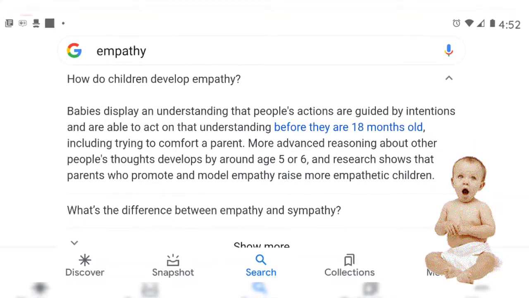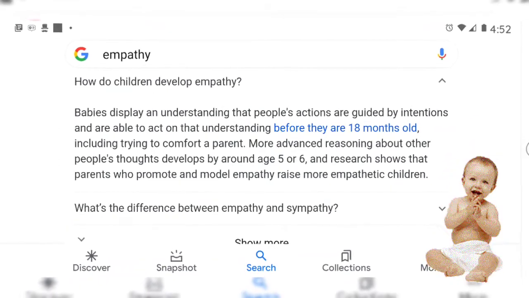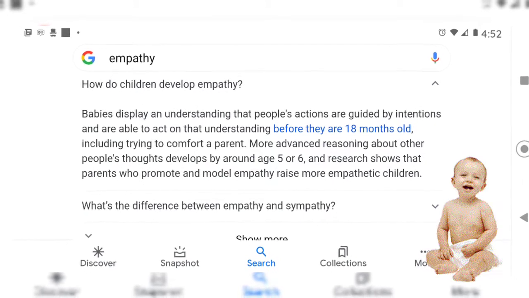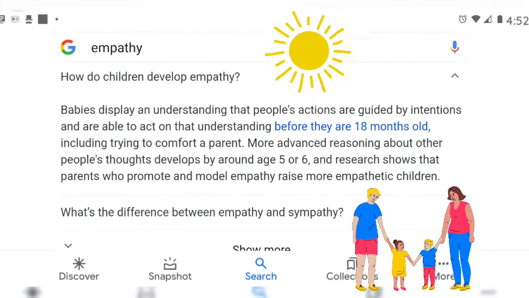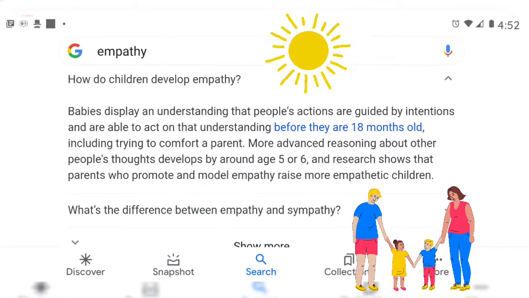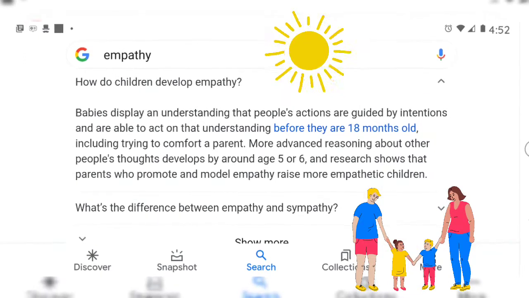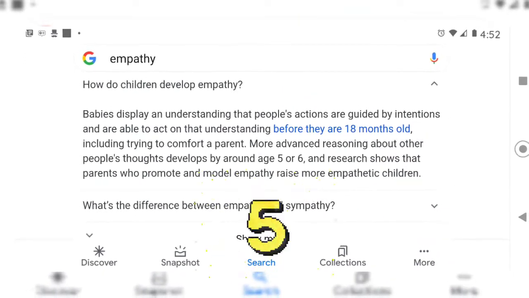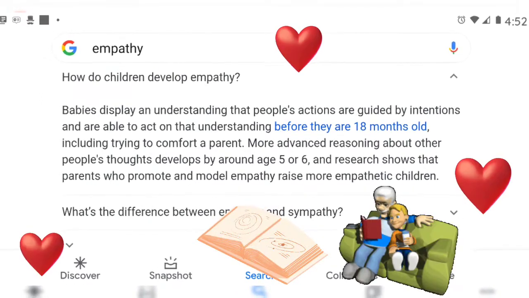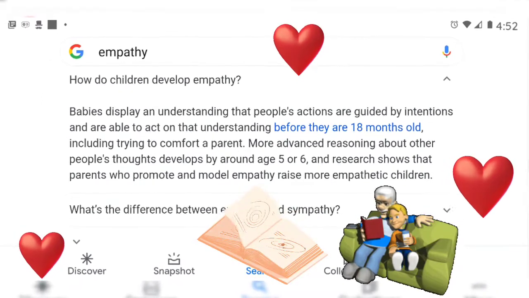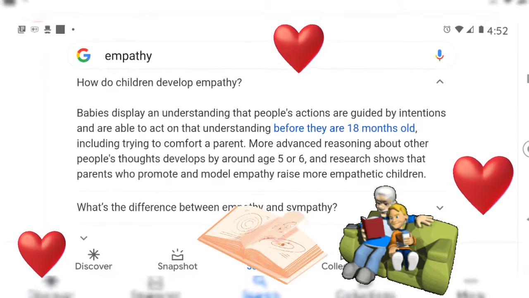Babies display an understanding that people's actions are guided by intentions and are able to act on that understanding before they are 18 months old, including trying to comfort a parent. More advanced reasoning about other people's thoughts develops by around age 5 or 6. And research shows that parents who promote and model empathy raise more empathetic children.